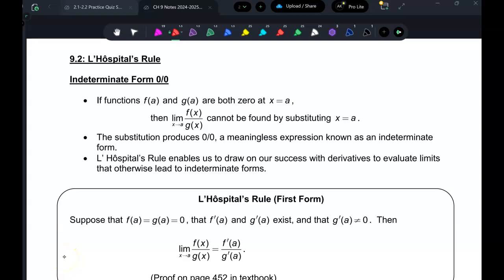We'll start off with the review, L'Hopital's rule. Indeterminate form is when we have 0 over 0 or infinity over infinity. What's the rule? We take the derivative top and bottom. You're finding the limit.